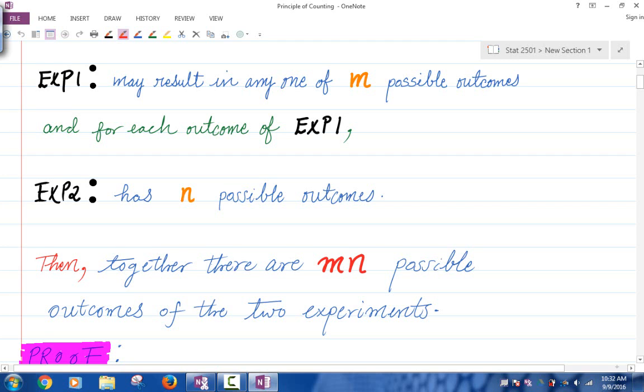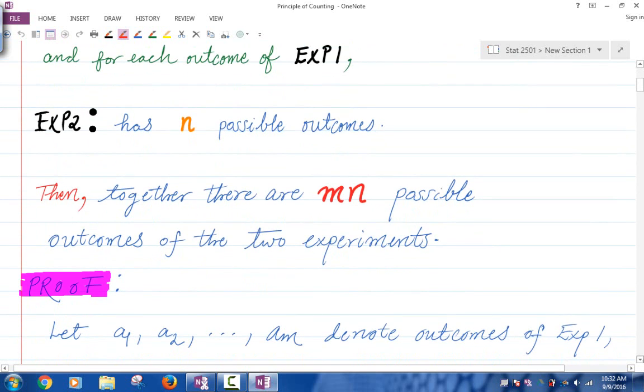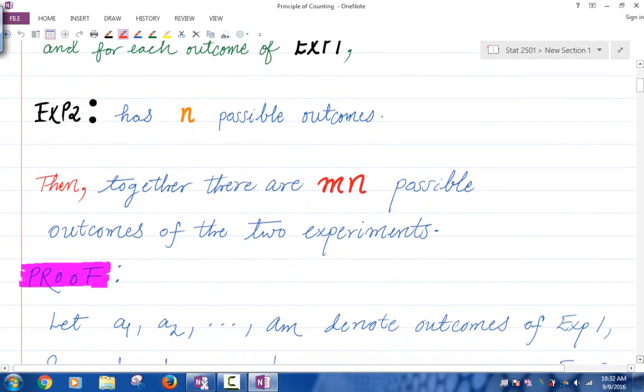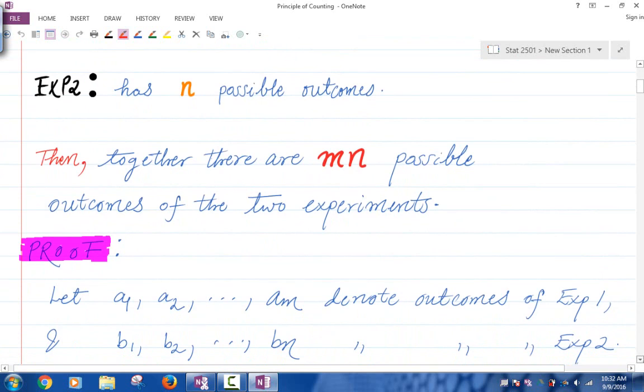Basically what we are counting here is the total number of pairs of outcomes of the two experiments. So the proof is pretty simple. Let A1, A2, ..., Am be the outcomes of experiment 1, and B1, B2, ..., Bn be the outcomes of the second experiment.